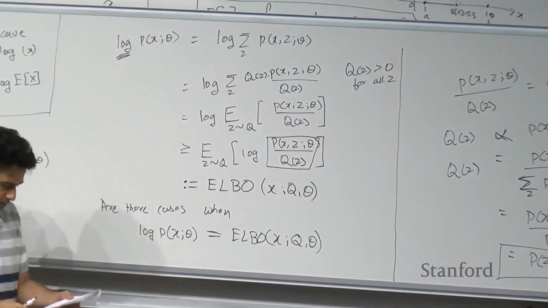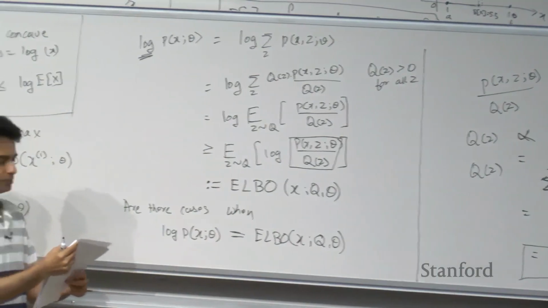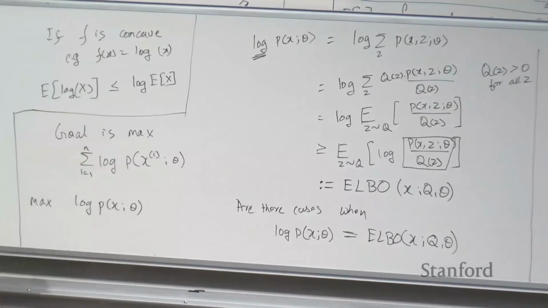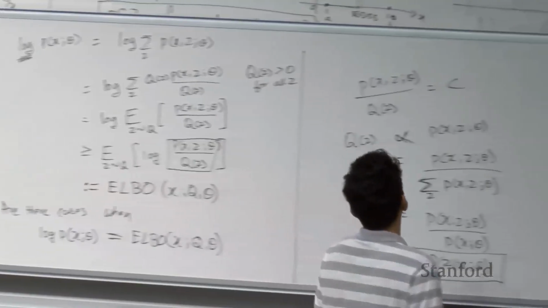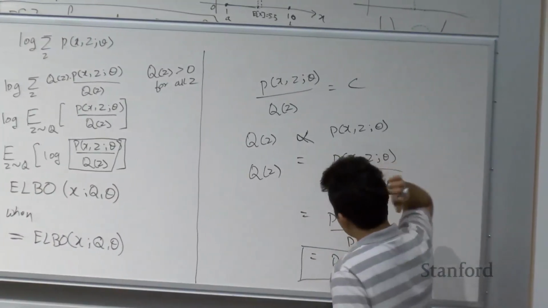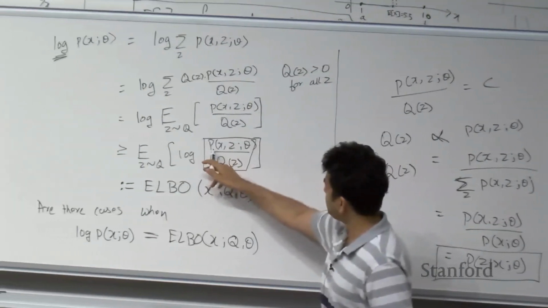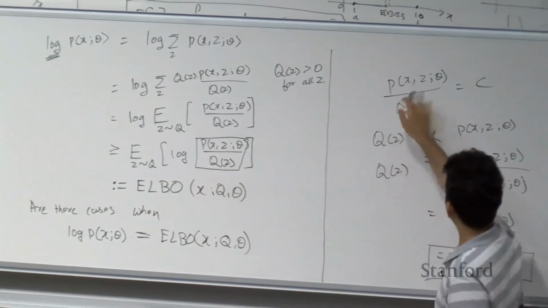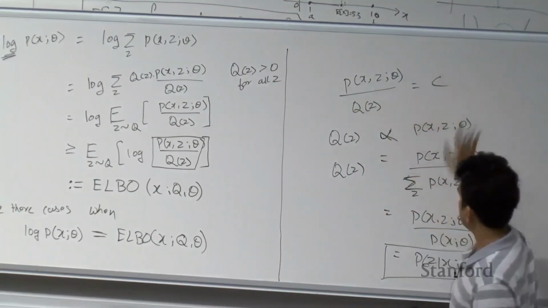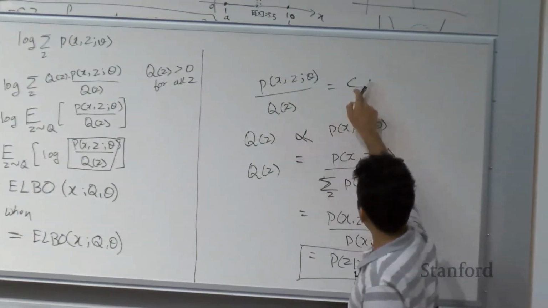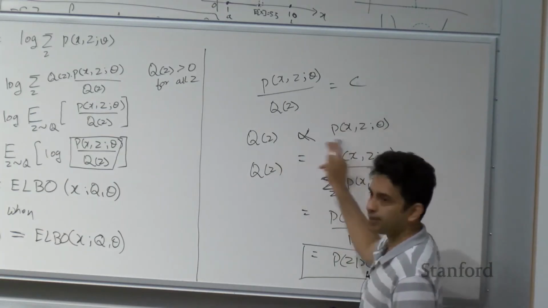And now, given these two, yes, question? Please show once again why Q of z equals the posterior. So why is this? We want to find the condition that P of x comma z divided by Q is equal to some constant. So let it be equal to some unknown constant c. You can take Q of z over here, and this becomes proportional, because it's some constant times it.